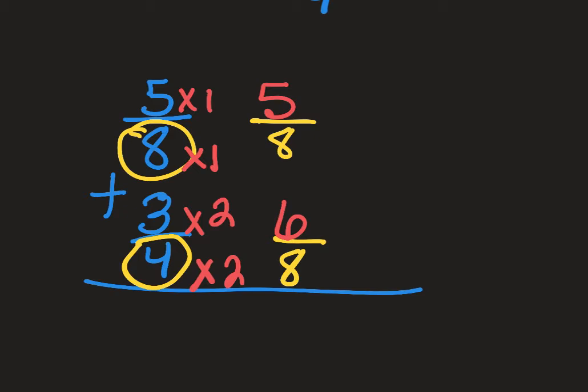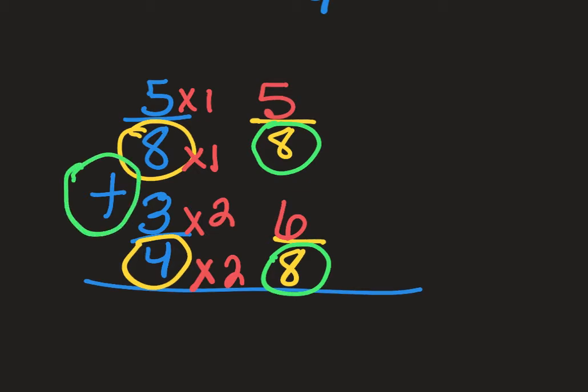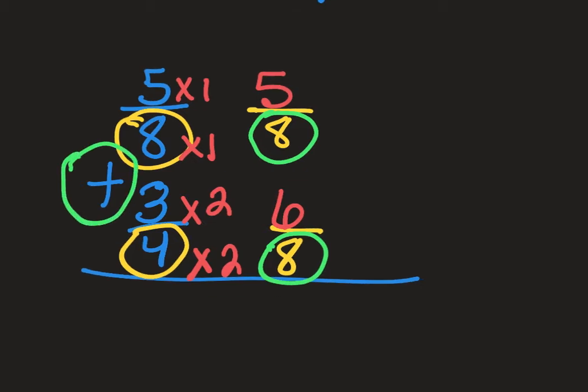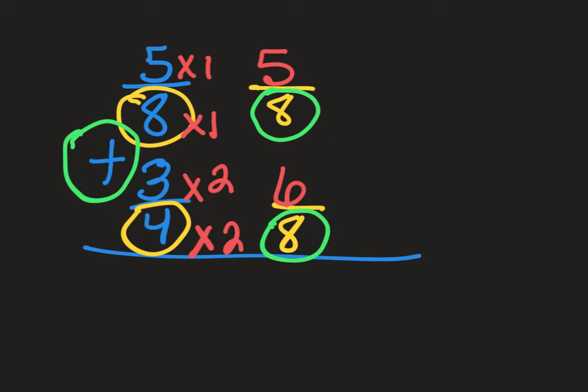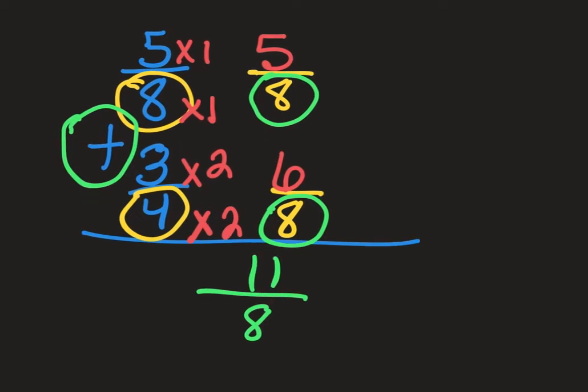Once you convert to equivalent fractions, look and see if you have a common denominator. The denominator on both is 8, so they are the same. Now all I have left to do is add. My operation is add. I add my numerators. 5 plus 6 is 11, and I keep my denominator the same. Once your denominator is the same, you keep it the same.